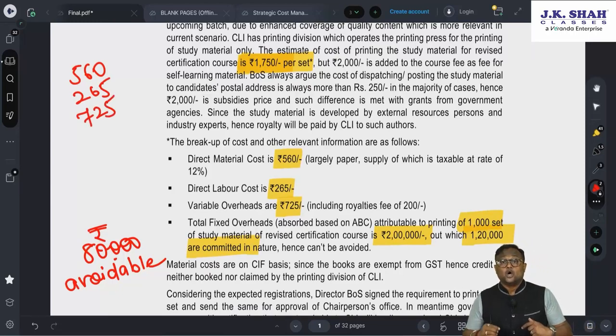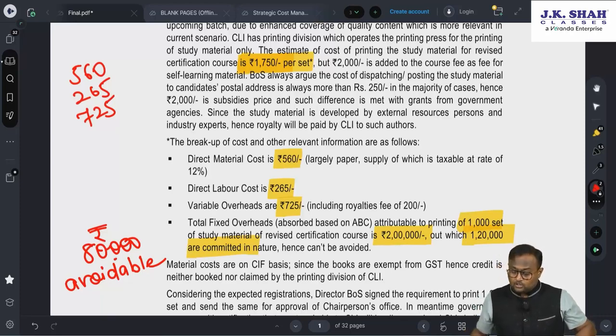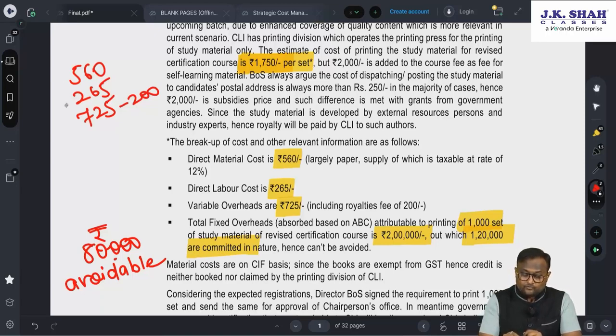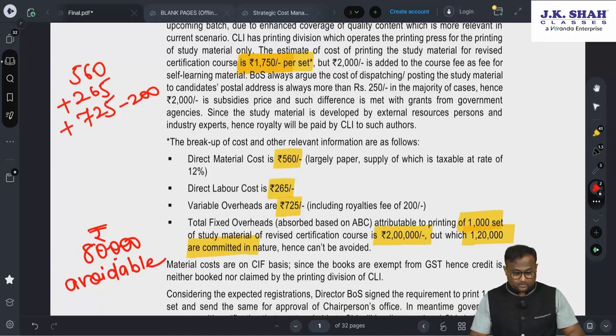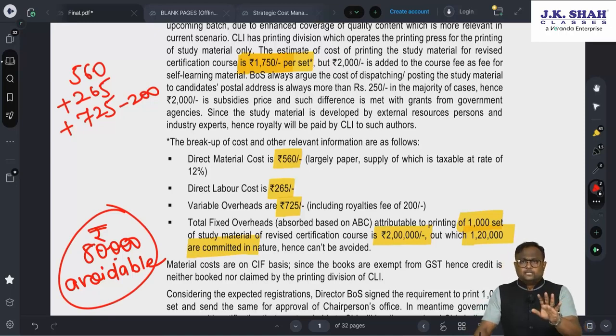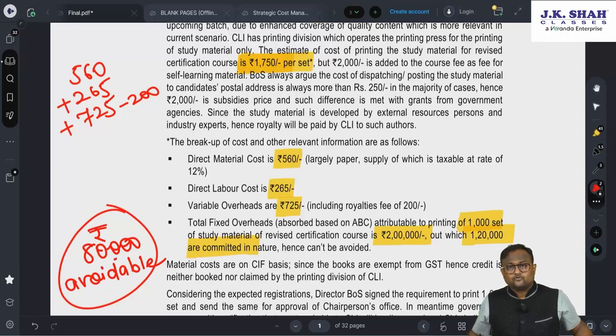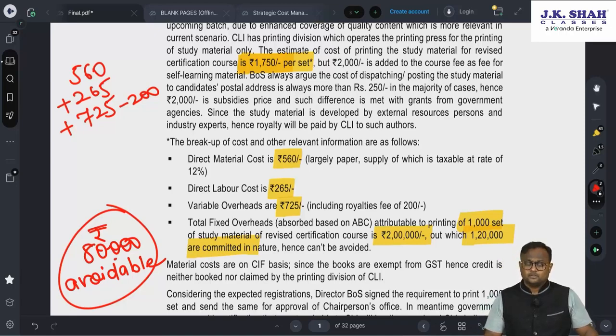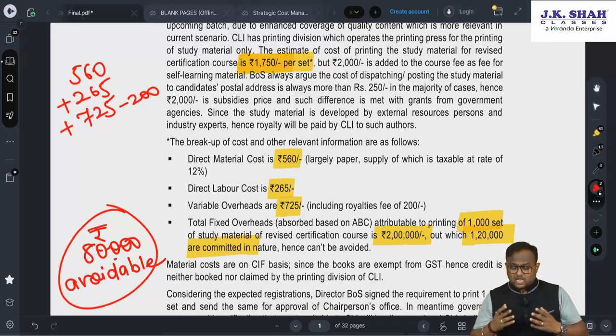Now, since I am going to outsource this, if I am not going for royalty, I need not pay the royalty to the concerned person. So 560 plus 265 plus 525, 1350 I will incur per unit on 1000, plus I will have to incur this 80,000 cost. Out of the fixed cost of 2 lakhs, 1,20,000 is avoidable, that will be avoided. But 80,000 has to be borne by me. I cannot avoid it. Whether I produce the material myself or outsource it, I have to incur this cost.